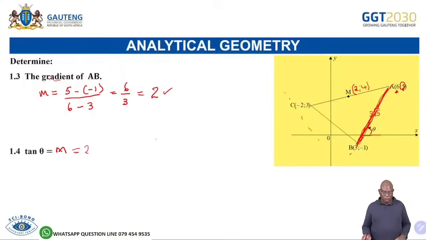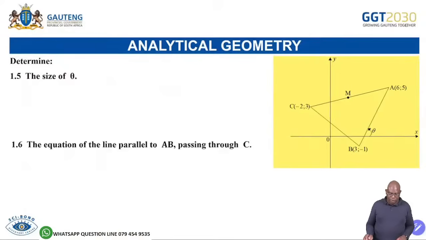Why are we doing this? So that you can see the connection between the gradient and the inclination of that line, of that angle, which is between the x-axis and the line. Now look at the next question. The next question asks you to find the size of theta. Already I know that the tangent of theta is equal to 2. It's equal to the gradient, and the gradient in that case is 2.